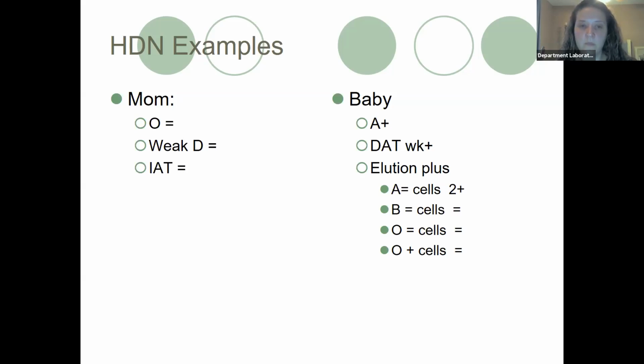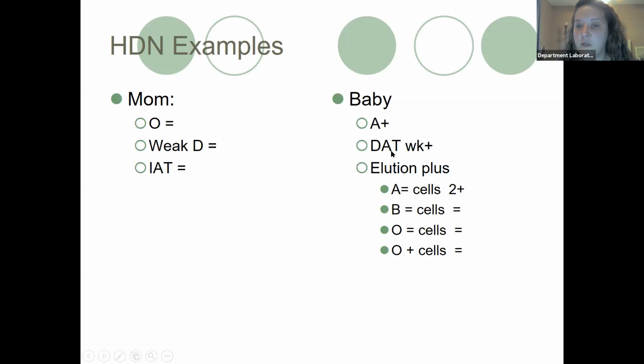Okay. So let's go through these examples. Here we have a mom who is O negative, weak D negative, and IAT is negative. So her IAT is negative, so we don't expect any unexpected circulating IgG antibodies. However, she is type O, all right? So then we get the baby sample. Oh no, baby's type A, all right? Mom is type O, baby's type A. So we do have ABO incompatibility there, okay?